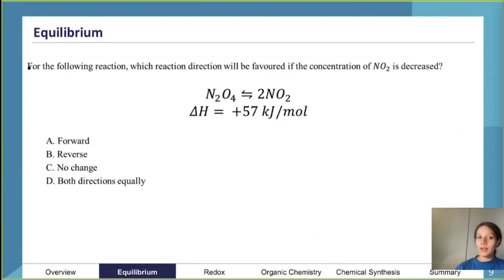So for the following reaction, which reaction direction will be favored if the concentration of NO2 is decreased? So same equation, I'm pretty sure. Same equation, different change to the system. So again, I'll give you a little bit of time, have a go at it, and then we'll go through the answer together.